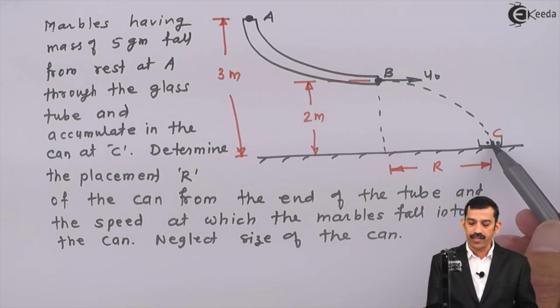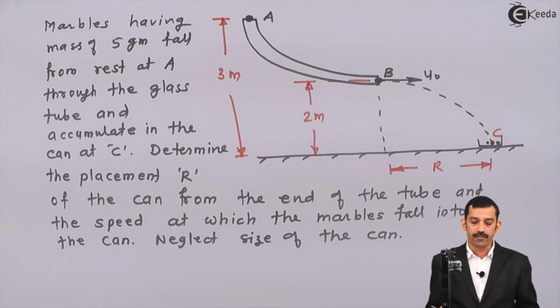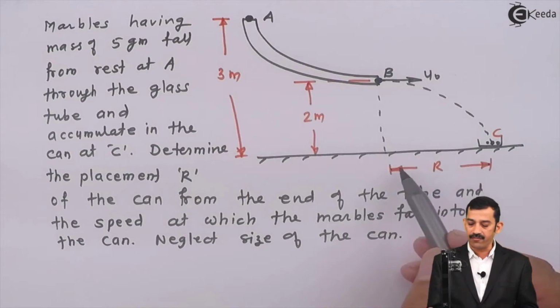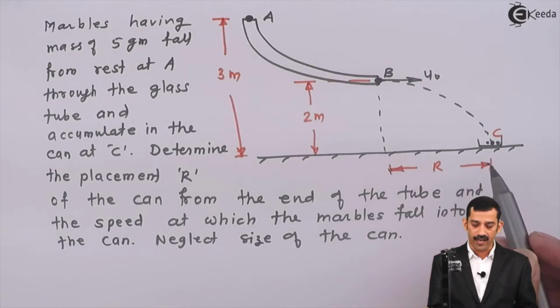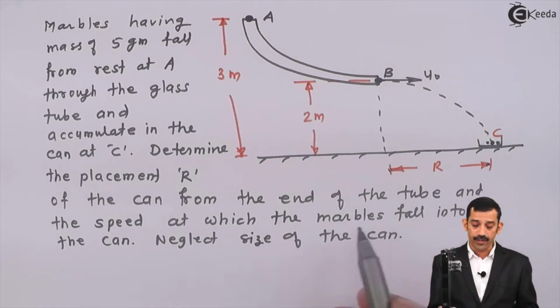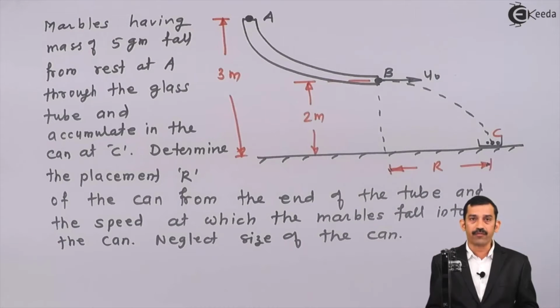The can is given on the right side. Determine the placement R of the can from the end of the tube. That means this is the placement, or say the horizontal distance R or a distance X from the end of the tube, and the speed at which marbles fall into the can. Neglect the size of the can.